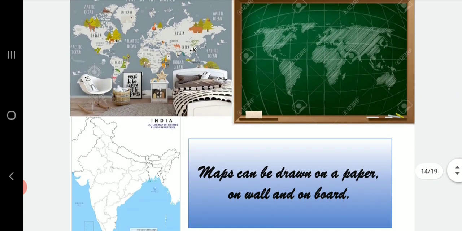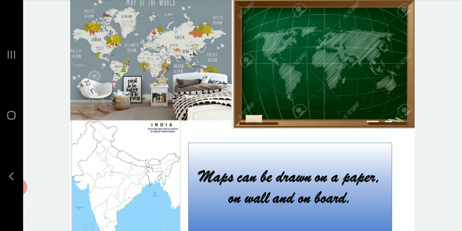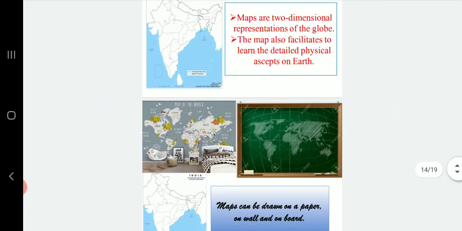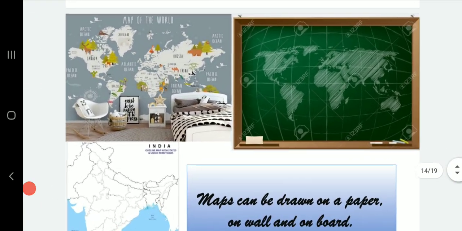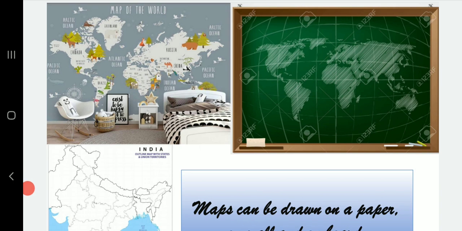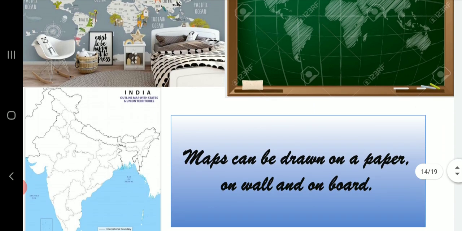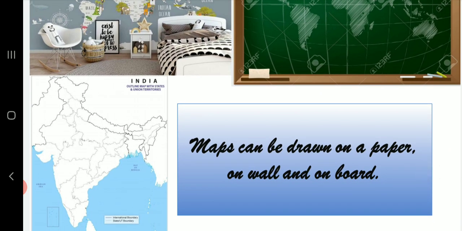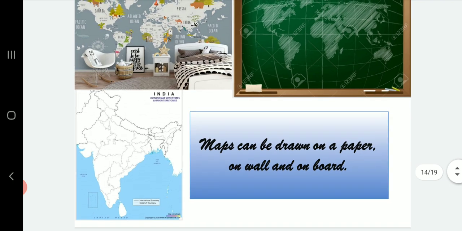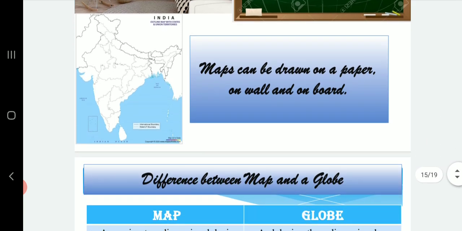See here, the 3 pictures are there. The first one you are able to see is the map of the world drawn on the wall, right? And the next one is the map drawn on the board, and it has also been drawn on paper. This means maps can be drawn on a flat surface, and it can also be drawn on paper, wall or on the board.